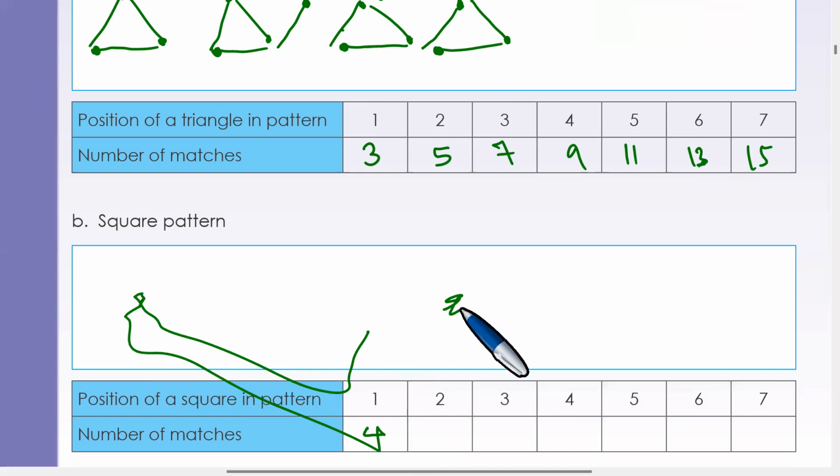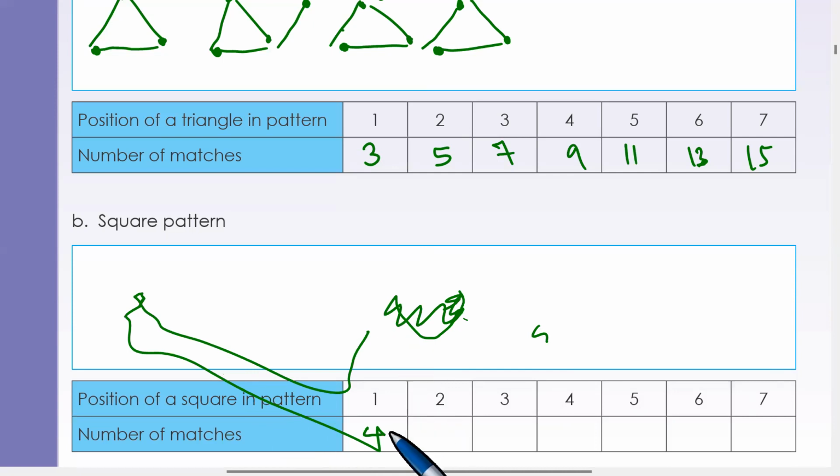Something just happened. Okay. All right, that's fine. Just forgive me. My pen got placed and it started writing everywhere.